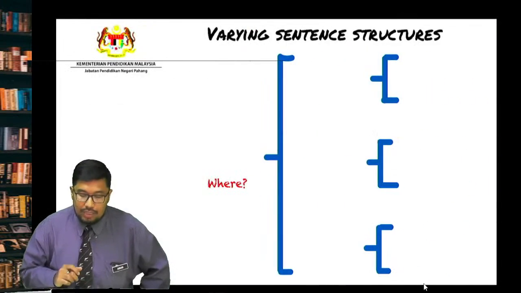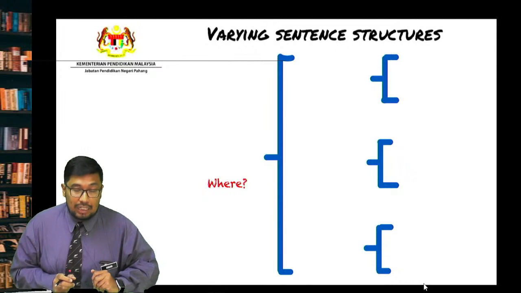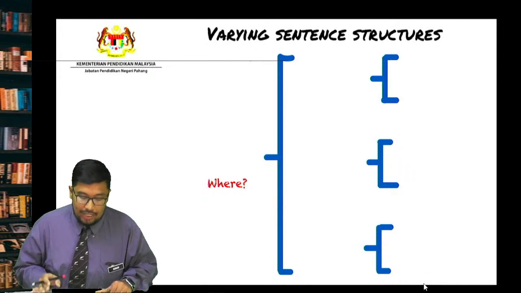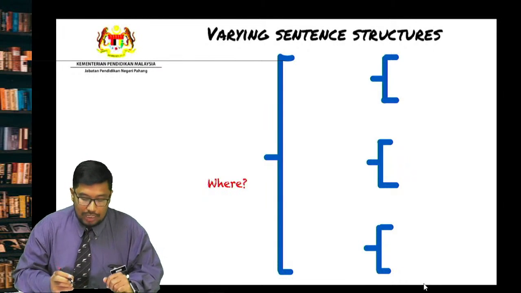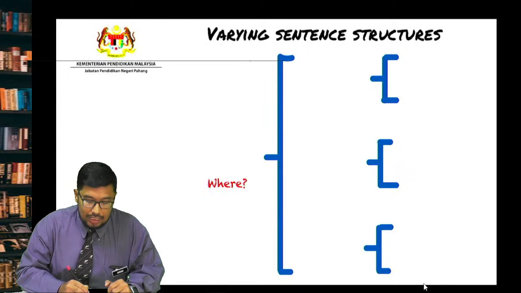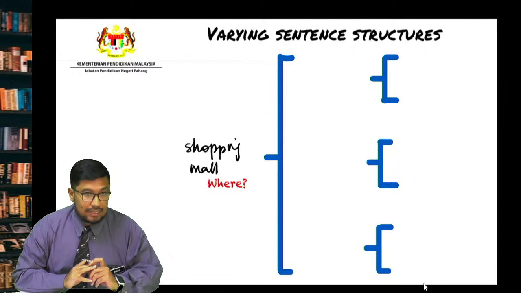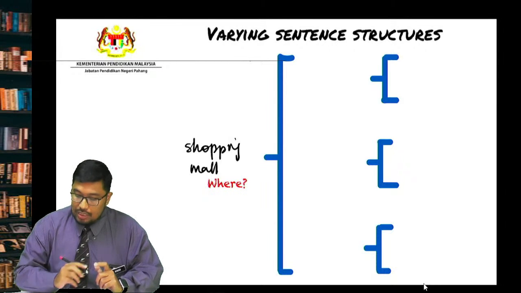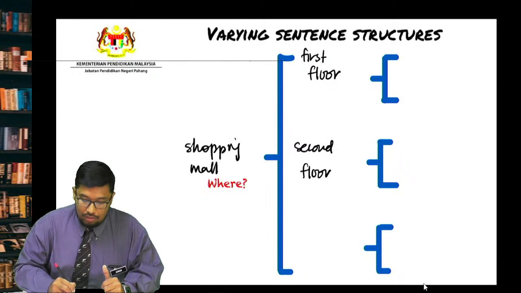How can you go about using a semicolon? Before you start writing your sentence structure, let's plan how you can include a semicolon in your sentence. Remember just now, in order for you to use a semicolon, you must focus only on one premise. So the premise that we are focusing on, based on the given storyline just now, is a shopping mall. And in the shopping mall, there are a lot of different places as well. We can categorize them into this: first floor, second floor, and also top floor.